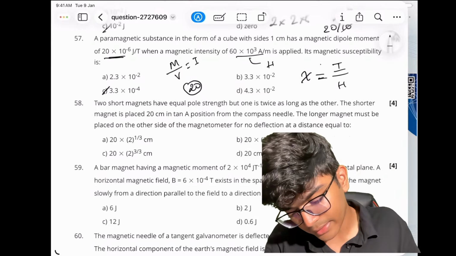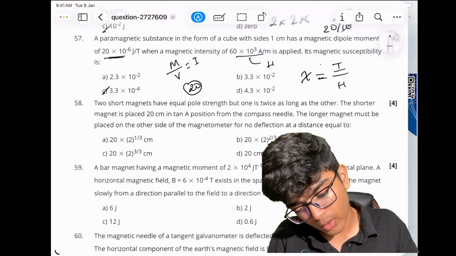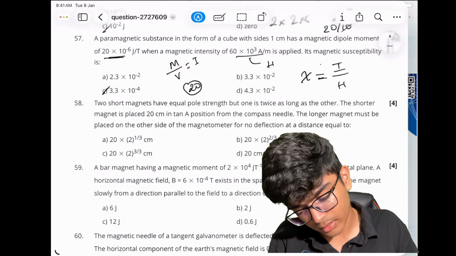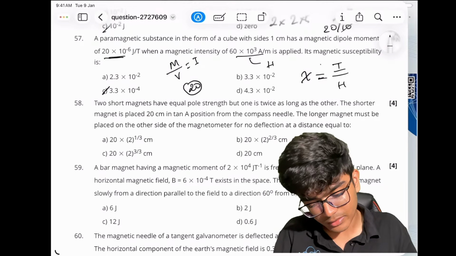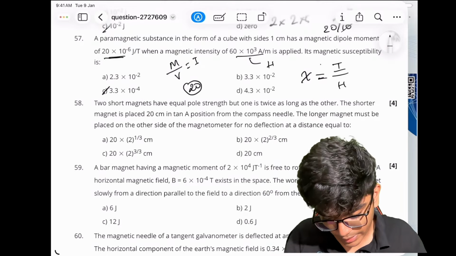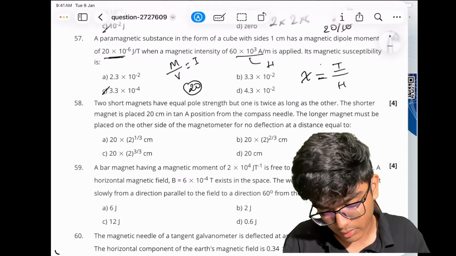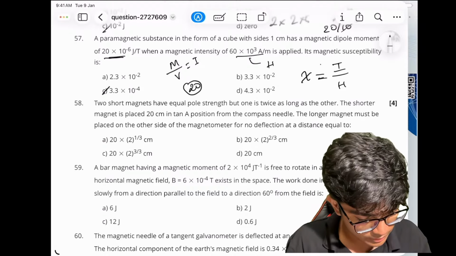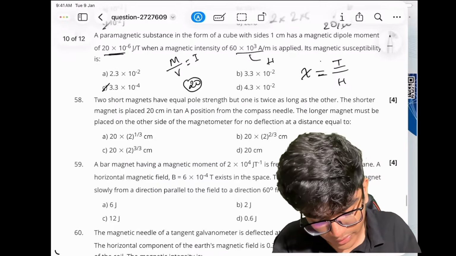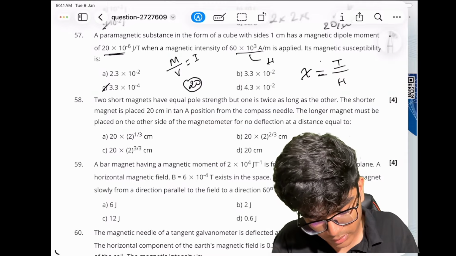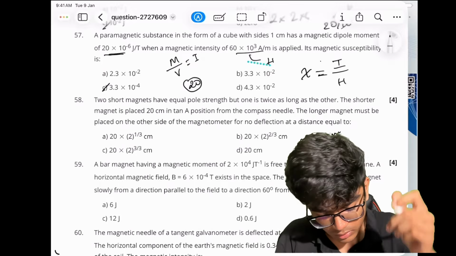Two short magnets have equal pole strength, but one is twice as long as the other. The shorter magnet is placed 20 cm from the position of the compass. The longer magnet must be placed on the other side. Basically, the net magnetic field should be 0. B net should be 0, okay?